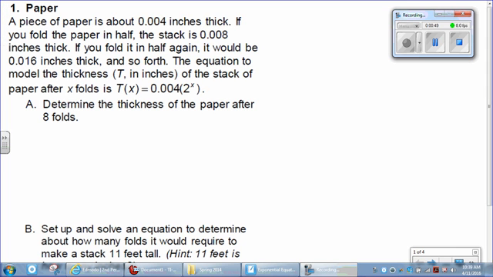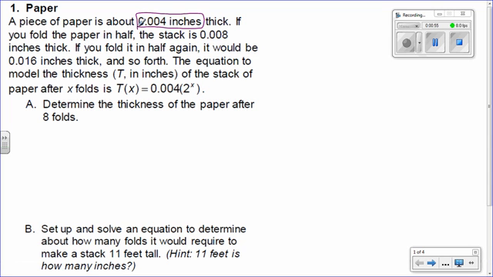So we start with the first one. We have a piece of paper. It's about 0.004 inches thick. If you fold the paper in half, and so just pretend you have a regular sheet of paper, then the thickness of the paper will double. If you fold it in half again, it will be twice the amount of the previous one, so this one times 2, and so on. So every time you fold it, the thickness of the paper will increase by 2, okay?